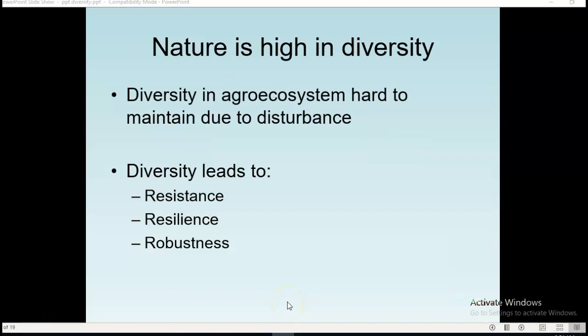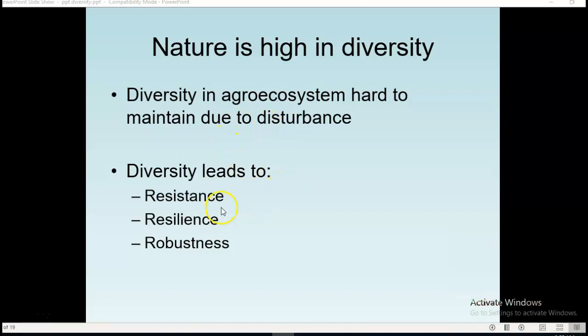Nature is high in diversity. And it's interesting that diversity in agroecosystems can be hard to maintain compared to natural systems because of the amount of disturbance. We tend to disturb our systems a lot through harvest, for example, or through plowing, and we often keep taking the system back to a basic, immature level and starting over. We'll talk more about this in one of our future topics, disturbance and succession.